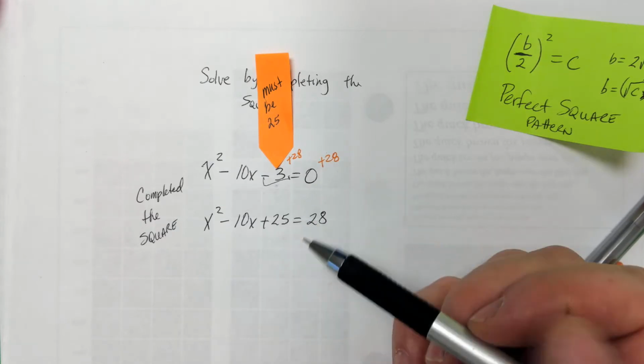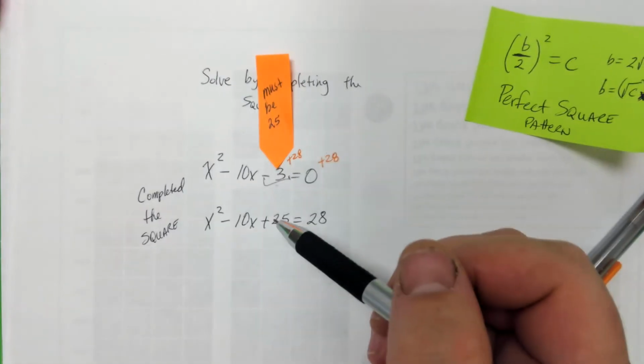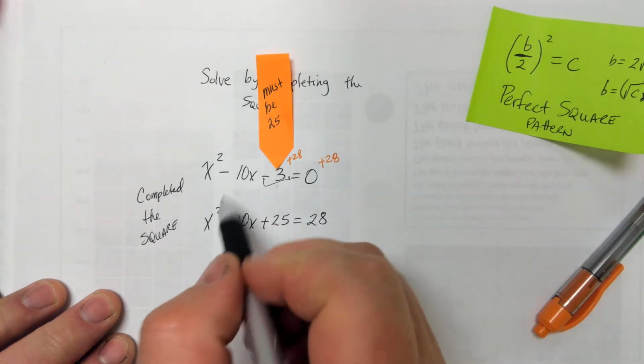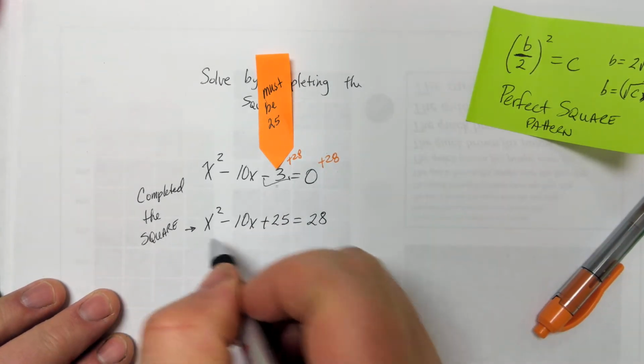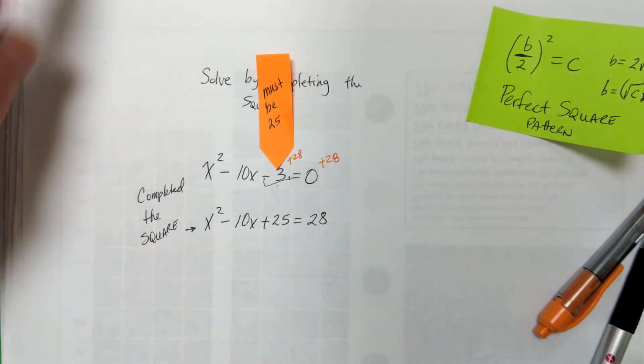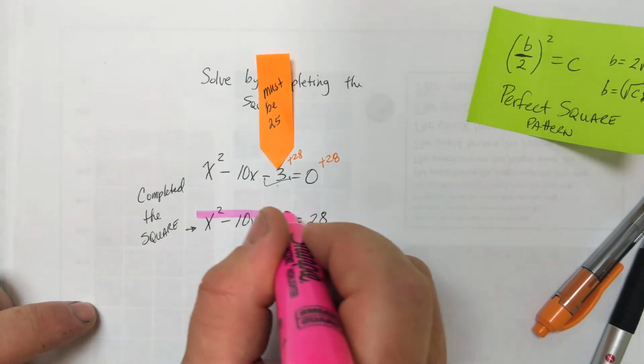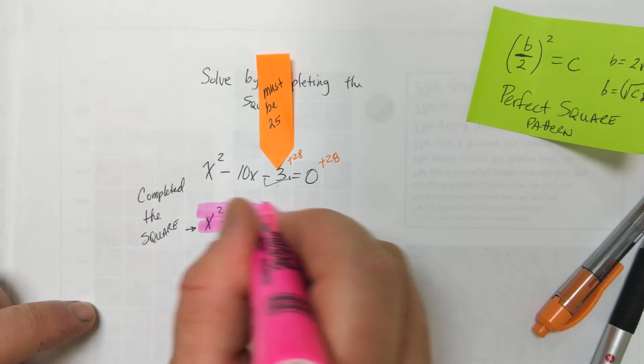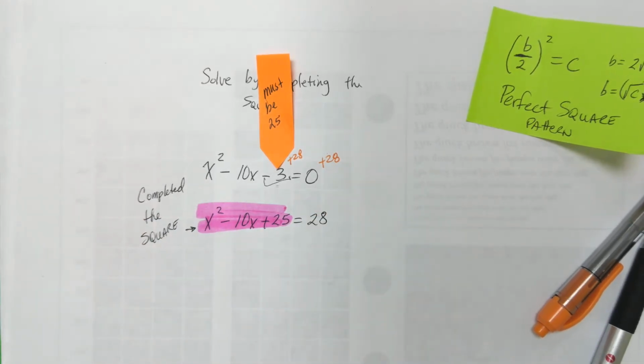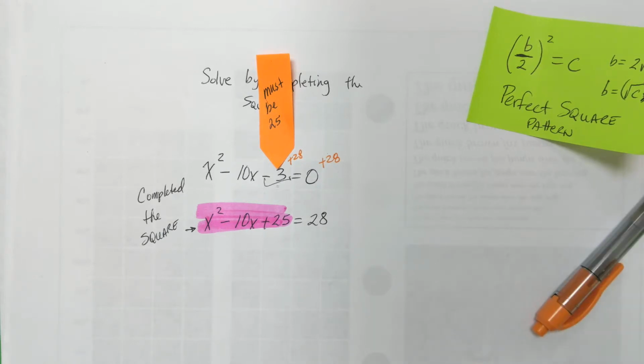So why did we do it? Because this is a perfect square on the left. Do you see? I'm going to use highlighters. Watch. Highlighted. That thing in pink right there is a perfect square. And the whole reason we make perfect squares is because they're easy to factor.